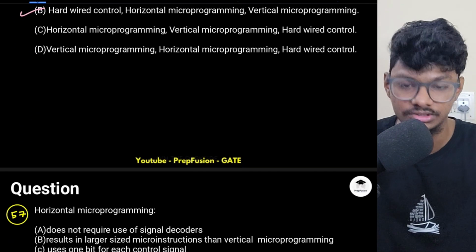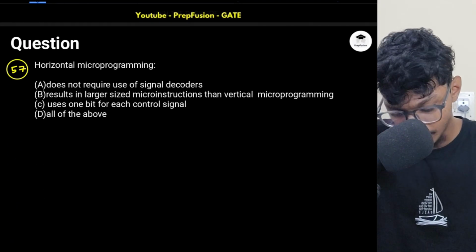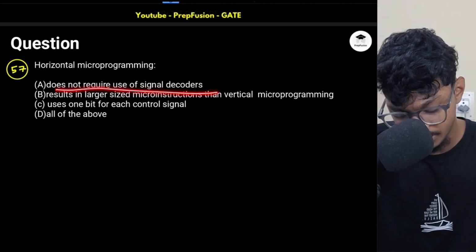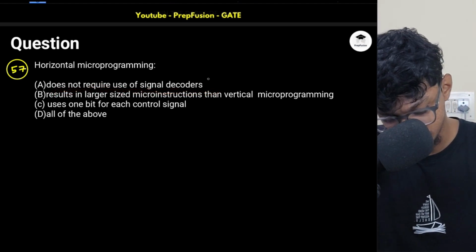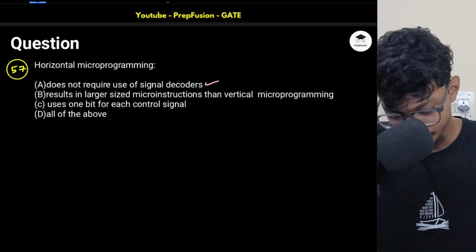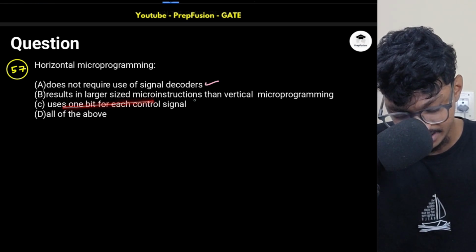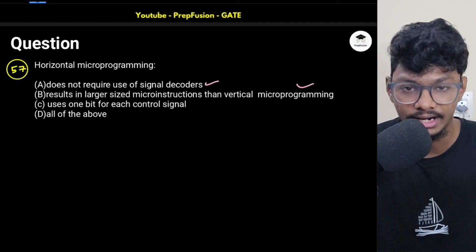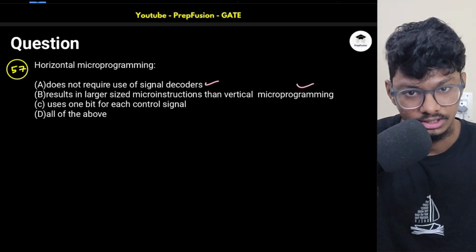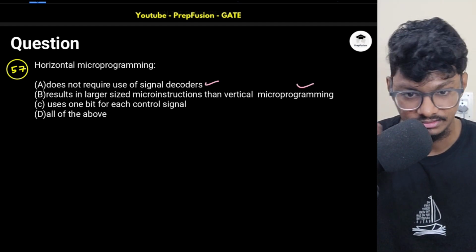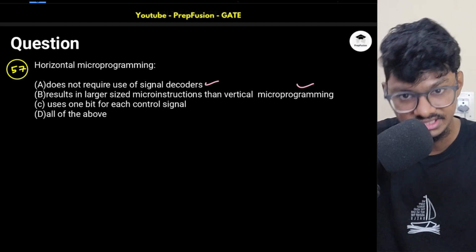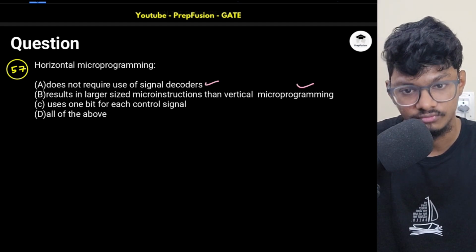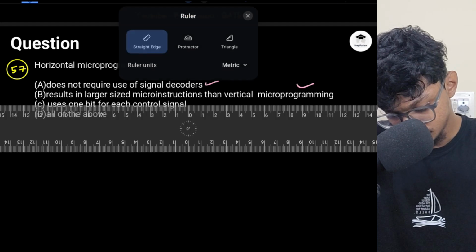So through this question, I just wanted to clear the concept. In horizontal microprogramming, does not require use of signal decoders? Yes, it is correct. It does not require use of signal decoders. Results in larger size micro instructions than vertical microprogramming. Yes, we require large size micro instructions because all the control signals are present in each bit, right? So we have a huge number of bits in the micro instructions of the control word.